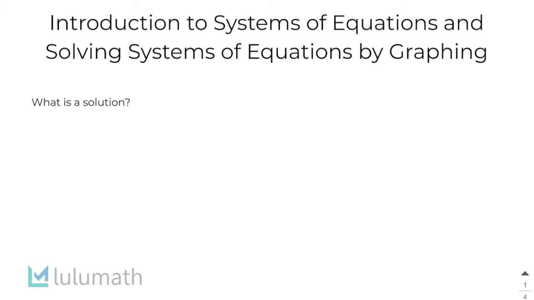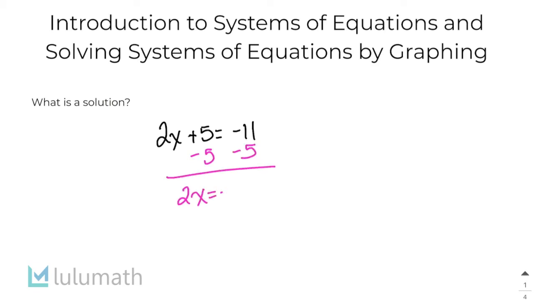So if, for example, I'm given an equation where I end up getting 2x plus 5 equals -11, I'm going to solve this equation for x. I'm going to subtract 5 from both sides, and I'll end up getting 2x equals -16. Divide both sides by 2, and I end up getting x equals -8. Well, this -8 right here is a single solution to this equation that we have here.